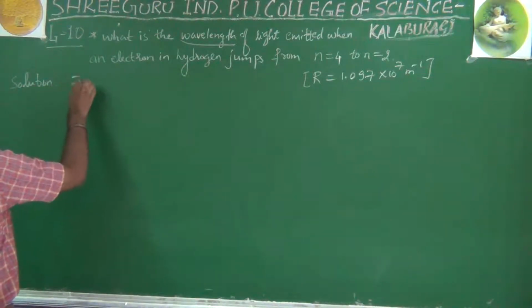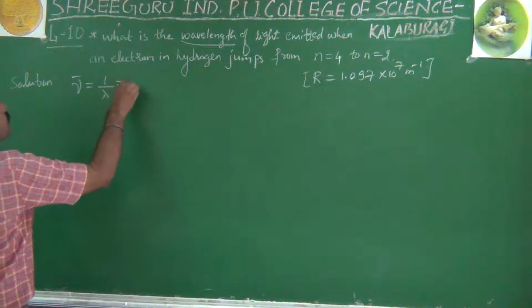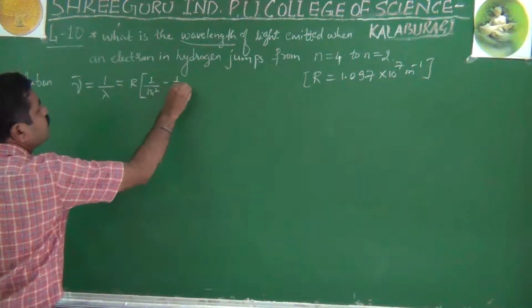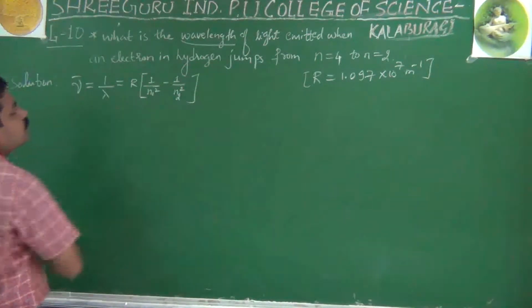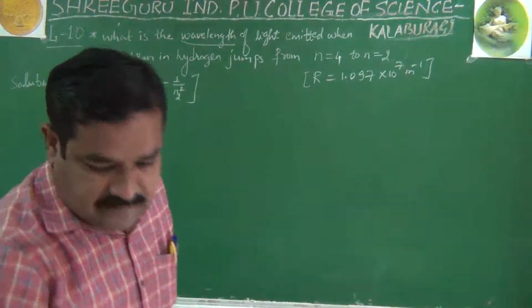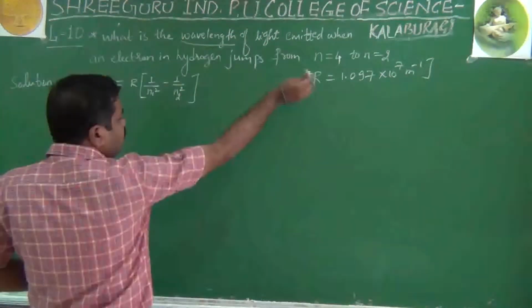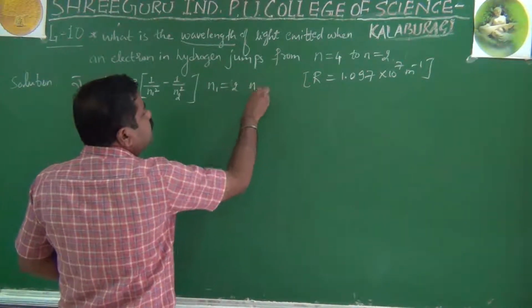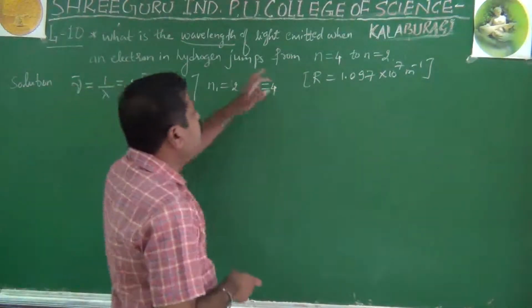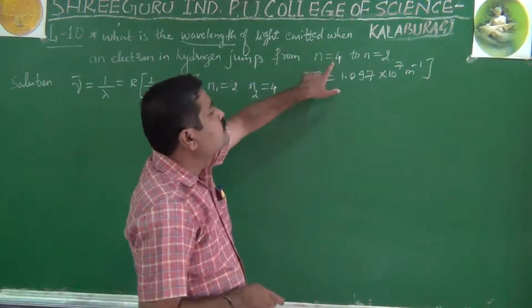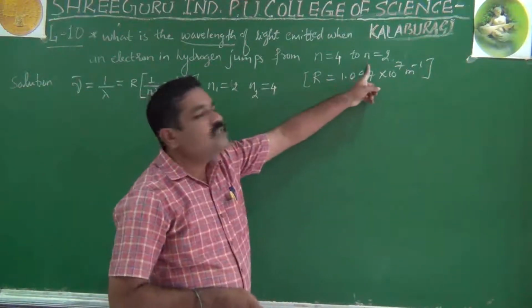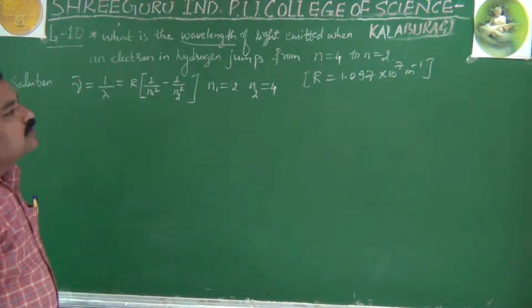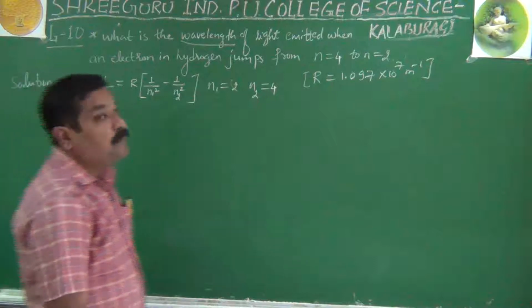Solution: nu bar is equal to 1 over lambda is equal to R into 1 by n1 square minus 1 by n2 square. Okay? Right. Now already they have given you the values. So what is n1? The lower energy level is 2. What is n2? That is 4. See, emission is a jump from higher to lower. Higher is 4, that is n2 is 4. Lower is 2, that is n1 is 2. Right? Okay.